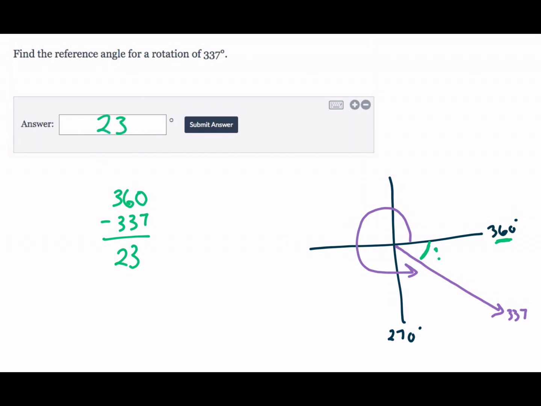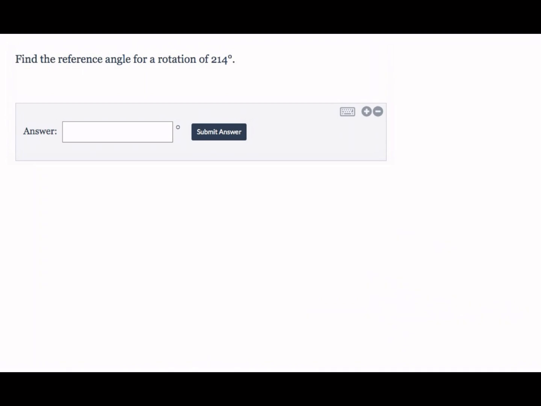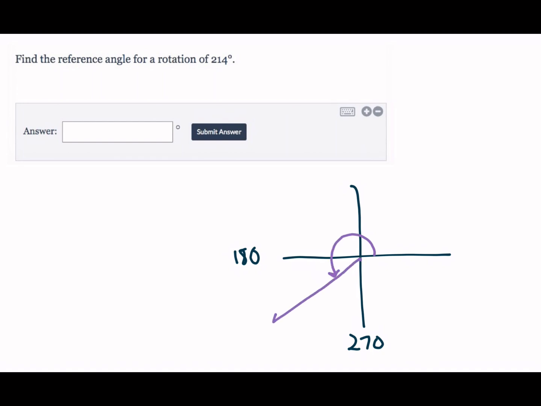All right, let's try this again. Our next example, we have angle of rotation 214 degrees. So that's going to fall in quadrant 3 because it's between 180 and 270. So if I sketch that angle, it's going to go somewhere in this quadrant. And this is 214. Okay, so once again, I want to find the distance from the terminal side to the x-axis. So now I want to find this distance here.